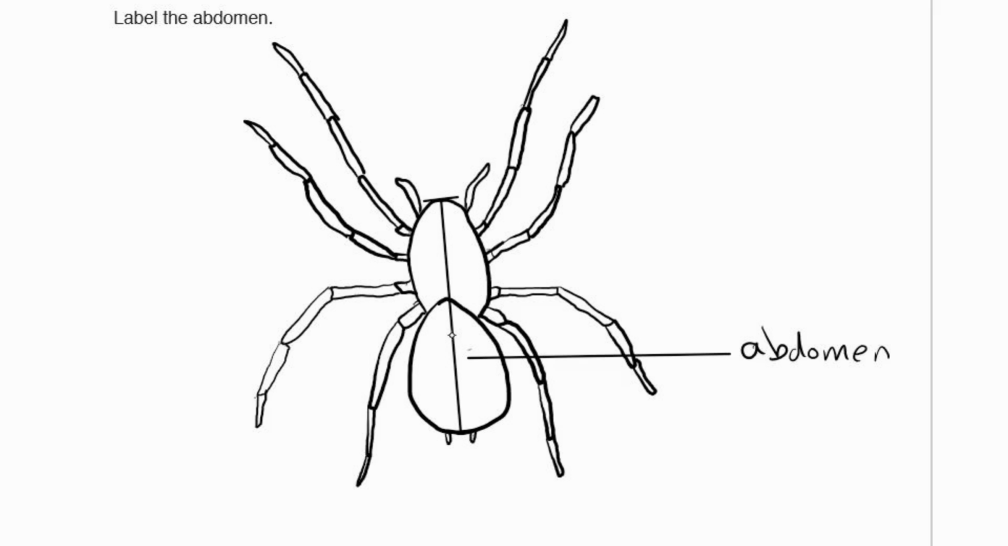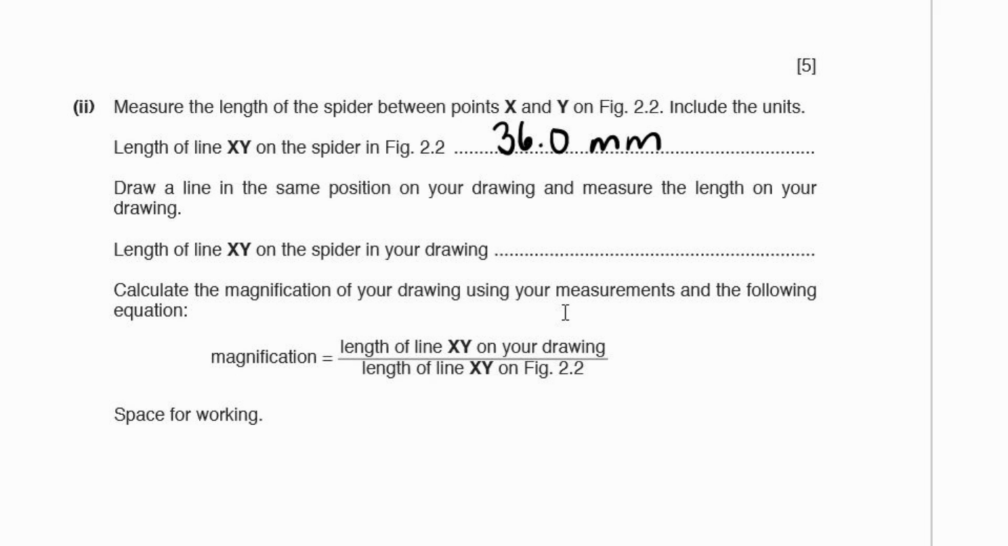Now it wants you to measure it. Unfortunately, I can't measure it off of the screen, so I'm going to say it wanted a minimum size of 75 millimeters, so I'm going to say that when I used my ruler, which I haven't, but if I were to use it, I'm going to say that this was 75 millimeters. But it's not. All right. So measure the length of line XY on the spider in your drawing. Clearly it was 75 millimeters. As long as you can measure it during the exam.